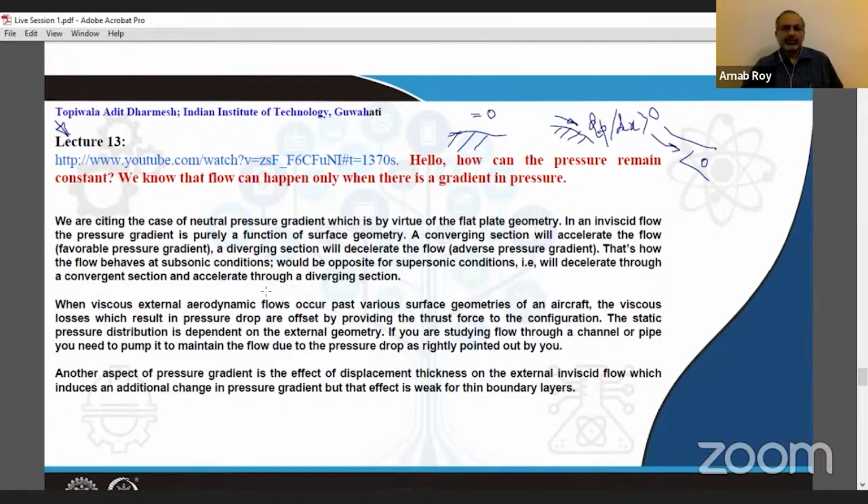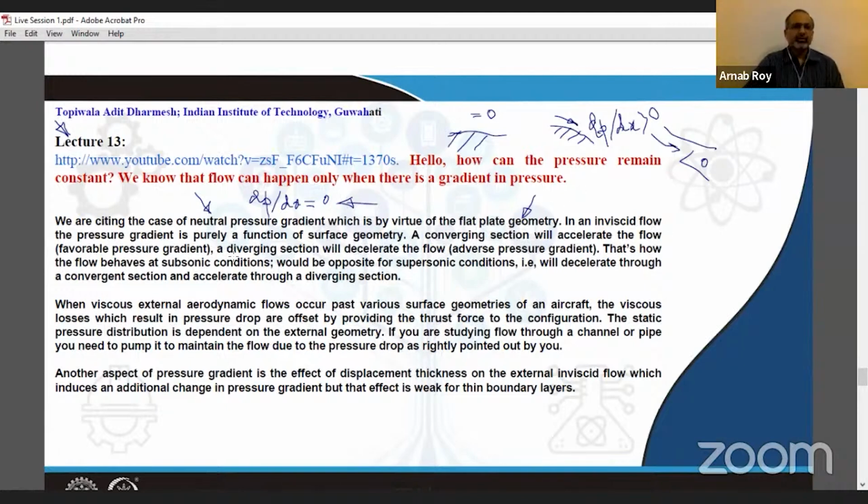And it is, of course, a very pertinent question. Let us try to answer it. When we are talking about the flat plate case, of course, we are talking about neutral pressure gradient, as we say. So dp dx equal to zero situation. And that, of course, is perfectly satisfied only in the inviscid case. And when you have a flat plate geometry, in an inviscid flow, this will be exactly satisfied.